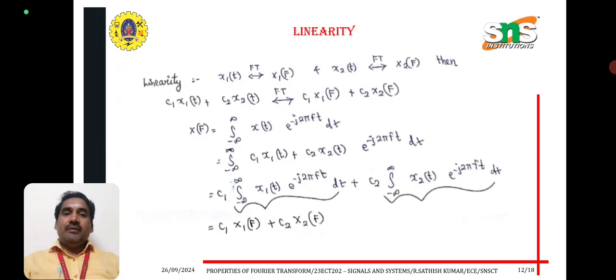Now we can see the proof of linearity property. x1(t) Fourier transform pair with X1(f), x2(t) Fourier transform pair with X2(f), then c1·x1(t) plus c2·x2(t) Fourier transform pair with c1·X1(f) plus c2·X2(f). The formula is X(f) equal to the integral from minus infinity to plus infinity of x(t) e^(-j2πft) dt. Now we can apply the time domain function instead of x(t), and we get c1·X1(f) plus c2·X2(f).